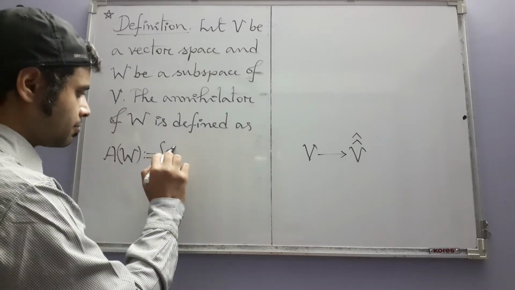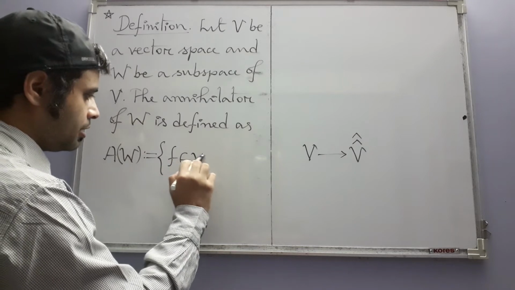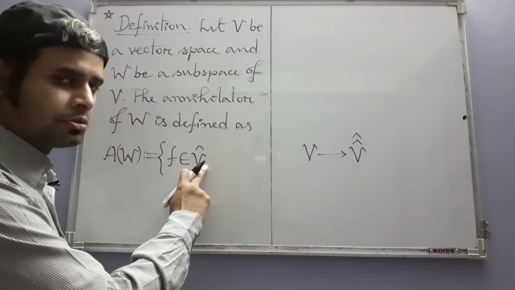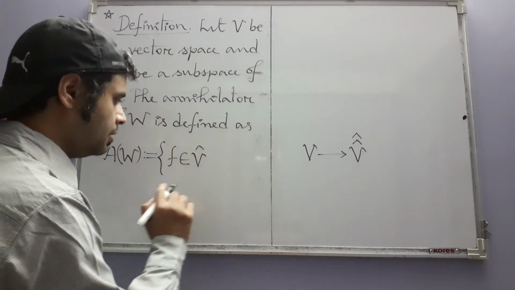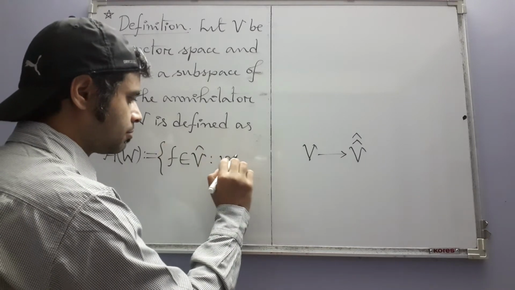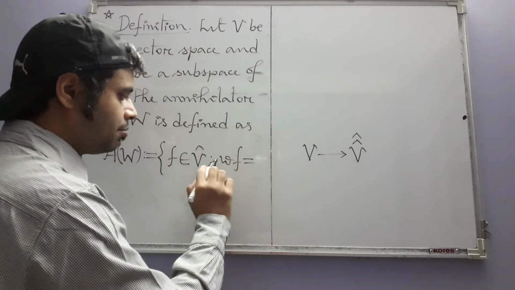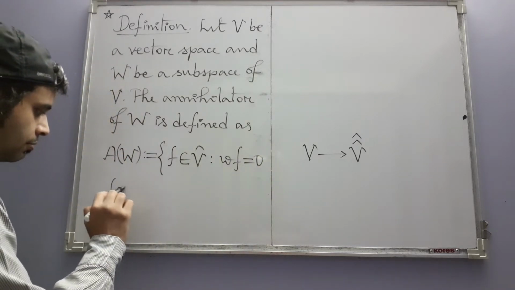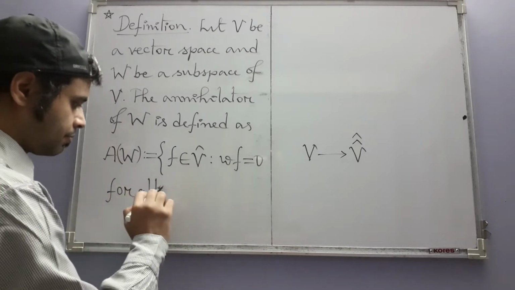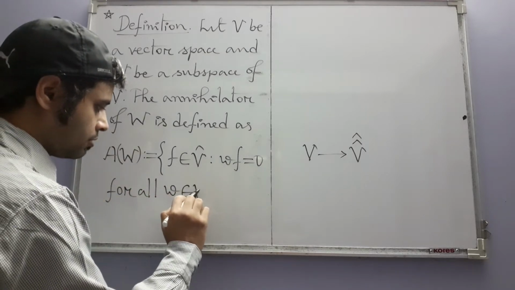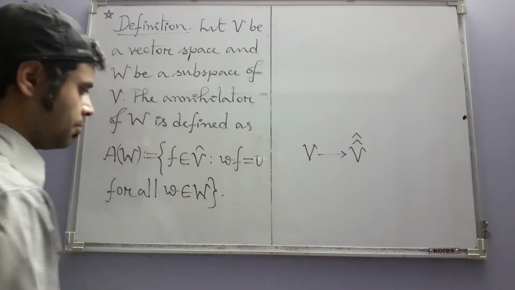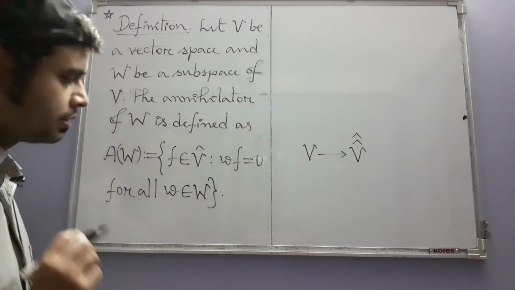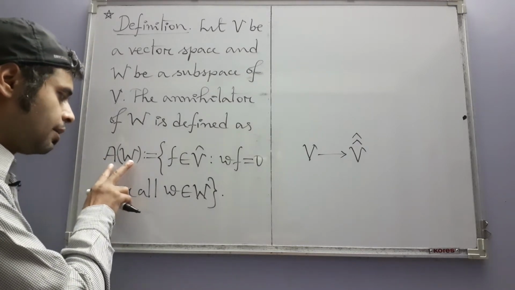it is the set of all the linear functionals in V over F. That means all elements in the dual space of the original space V, such that the f image of every element in W is equal to 0 for all w belonging to W.